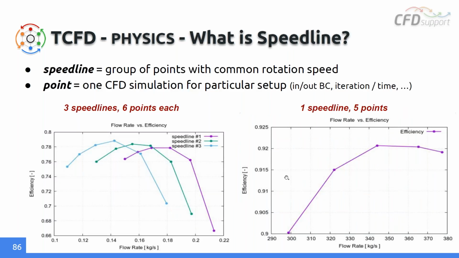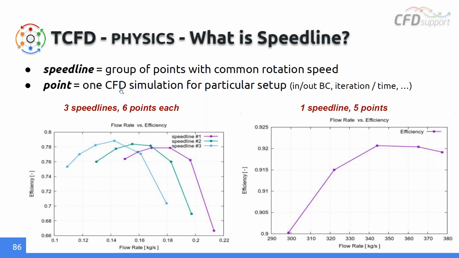And what is the speed line? Mainly speed lines are for rotating machinery. So a speed line is a group of points with a common rotation speed. For example, if our fan runs at a given RPM, we would like to simulate the fan performance for that fixed RPM. If you would like to simulate how it behaves at, say, 2000 RPM, 2500 and 3000 RPM, we can set it within a single simulation. So we can set three speed lines and, for example, 6 points each.